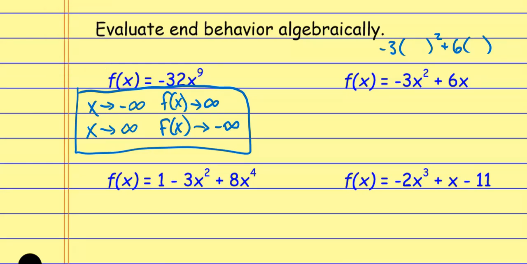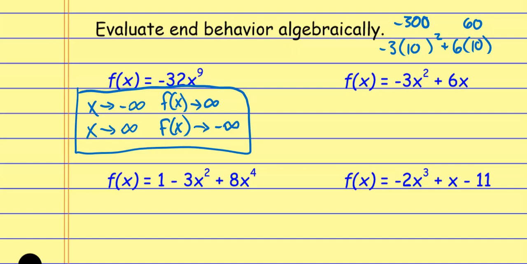Here, let me jump way up to like a 10. All of a sudden it's 60. Over here it's negative 300. See how much bigger that negative is than the positive? So what happens is the larger exponent kind of dominates this thing. The larger exponent controls which way it's going to go.